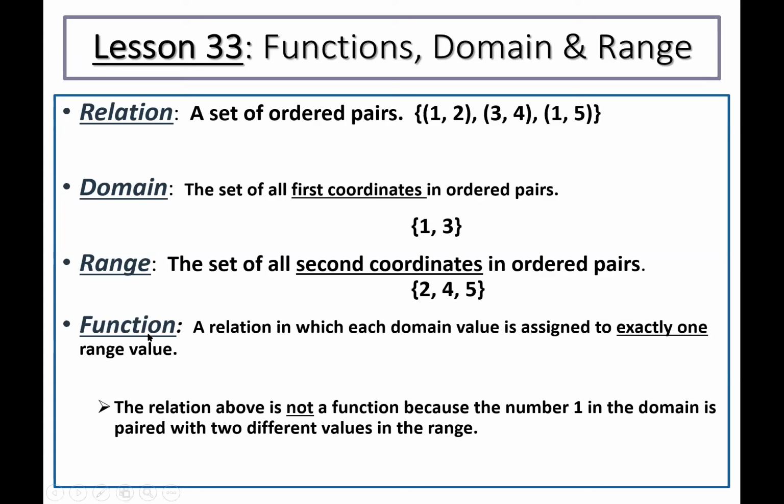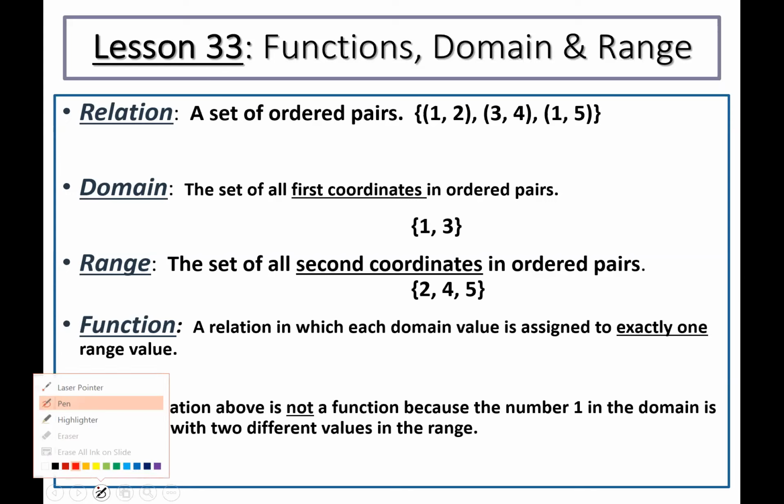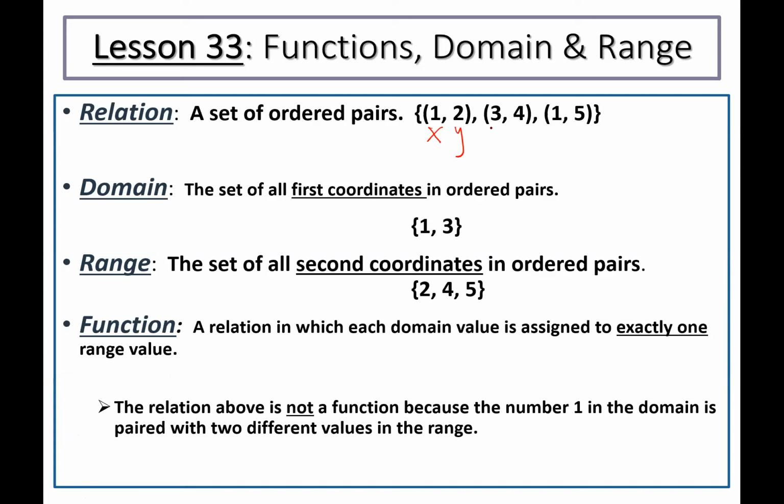So a relation is just kind of like a relationship, where maybe a relationship is a pair of people, possibly. A relation is a set of ordered pairs. There's x coordinates and there's y coordinates. So this particular relation is 3 different ordered pairs. Each one has an x coordinate and each one has a y coordinate. Okay. So we'll just start there. I'm going to label my x and y coordinates here. We have x and y, x and y, x and y.